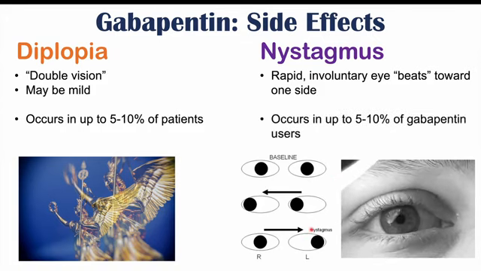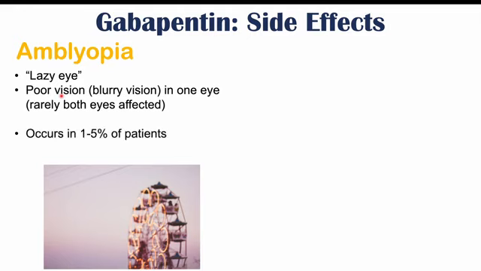We can also see issues with amblyopia, another eye condition. This is lazy eye. So it's essentially poor vision or blurry vision in one eye. Rarely both eyes can be affected. And if this does occur, it may be temporary or may cause issues for the patient. And this can also occur in 1 to 5% of patients.